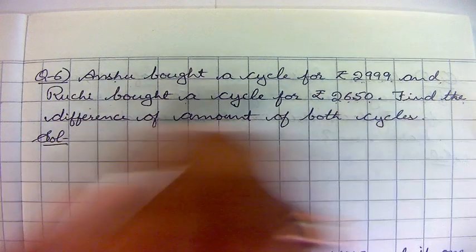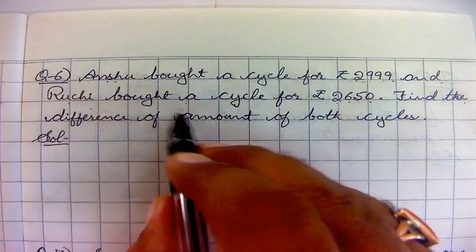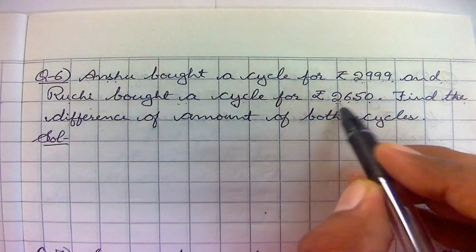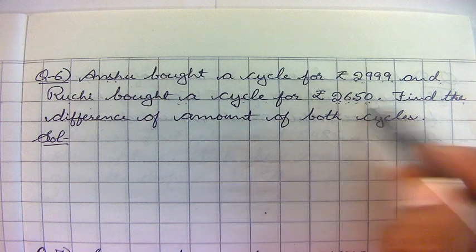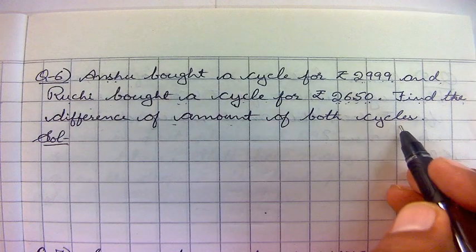2,999. Sorry, it is not Ashu, it is Anshu. And Ruchi, she brought the cycle for rupees 2,650. You have to tell, find the difference of amount of both the cycles.